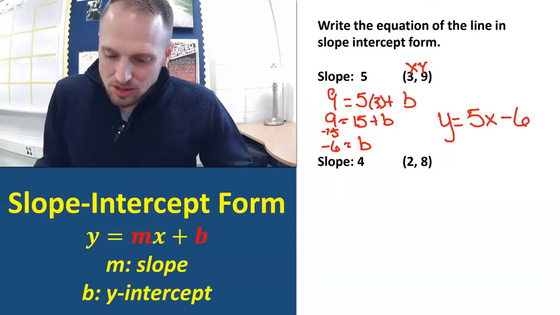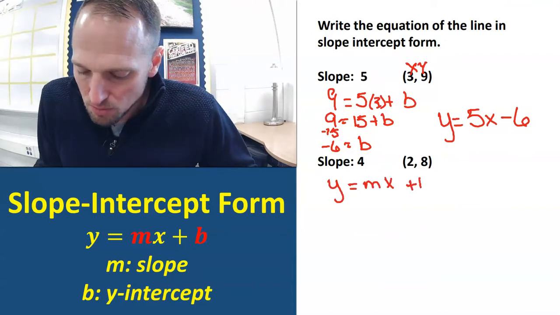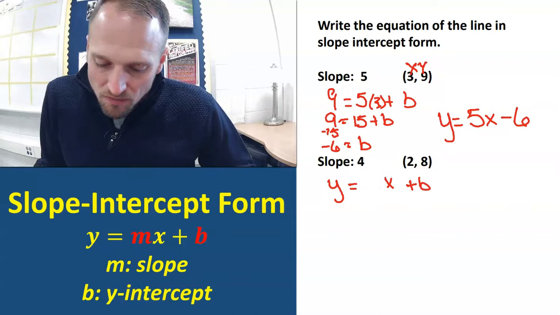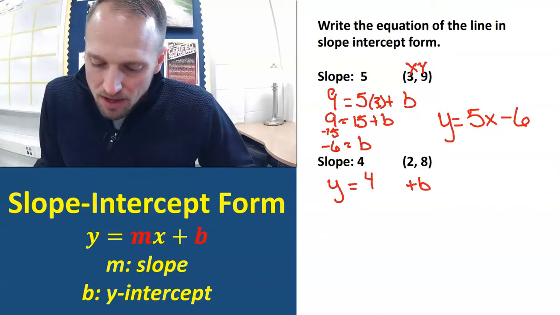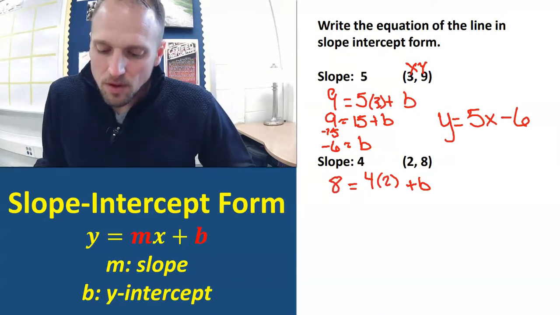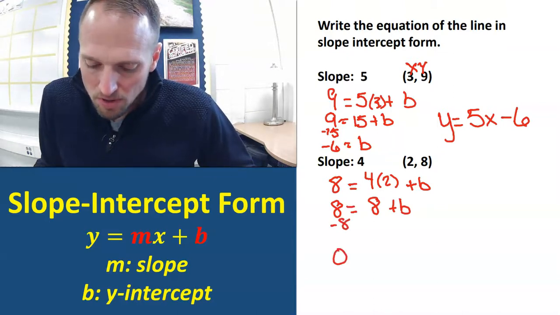Easy. Awesome. Let's do it again. Slope of 4 through the point 2, 8. Y equals mx plus b. Okay, so substitute in the 4 for the m and the 2 for the x and the 8 for the y. Okay, so this is going to be 8 equals 8 plus b. Subtract the 8 over, and we're going to get 0 equals b.